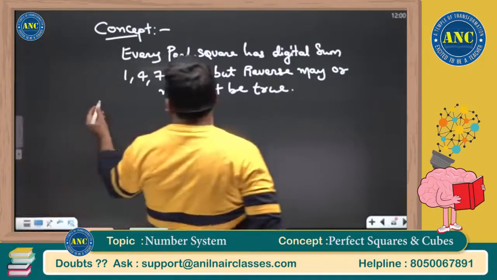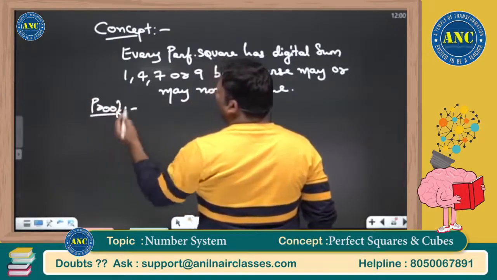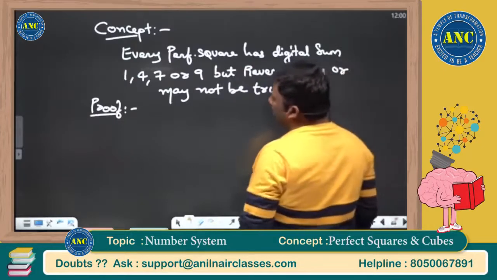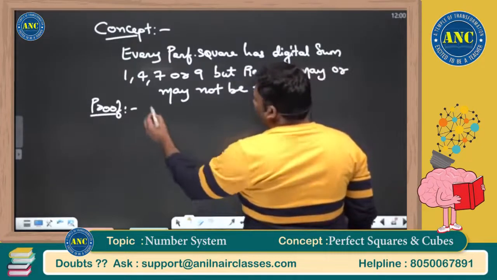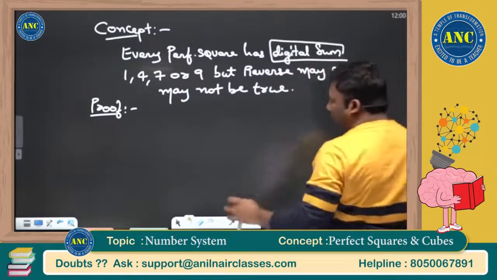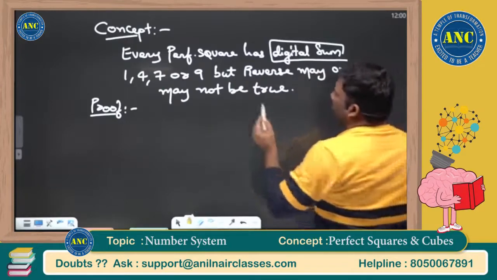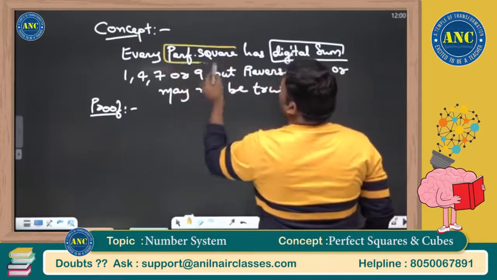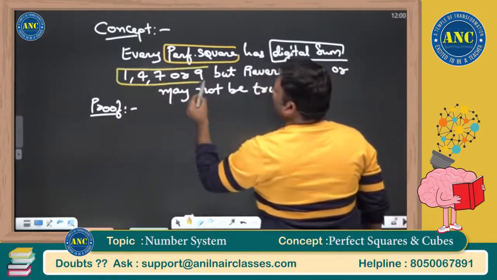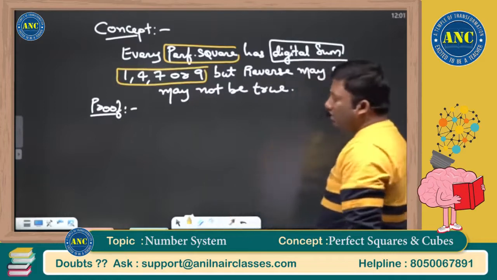We will see the proof. Then we will understand it clearly. Whatever concept I am explaining, if need be, I will create a proof for it. Suppose, see here. First, we will underline some important keywords. Keyword, first one, is digital sum. Another is perfect square. And the digital sum value will be 1, 4, 7 or 9. These are the three important keywords.